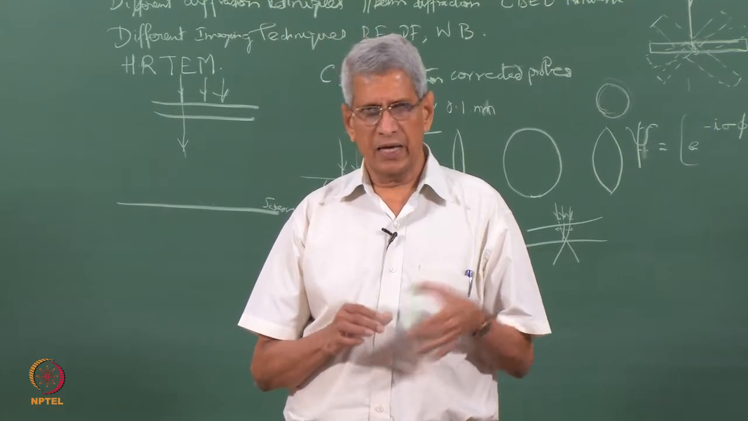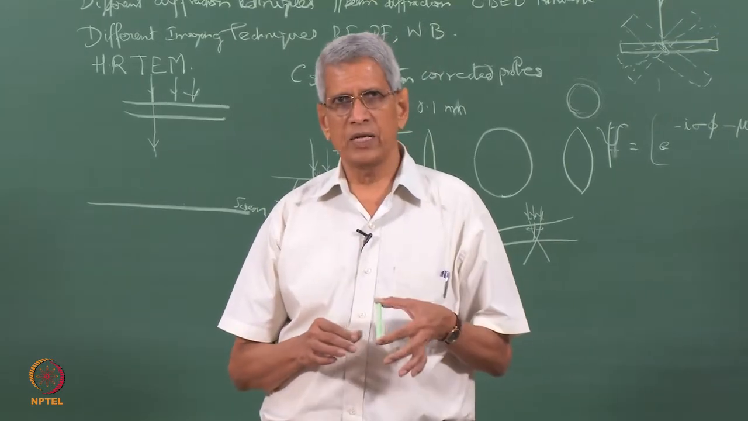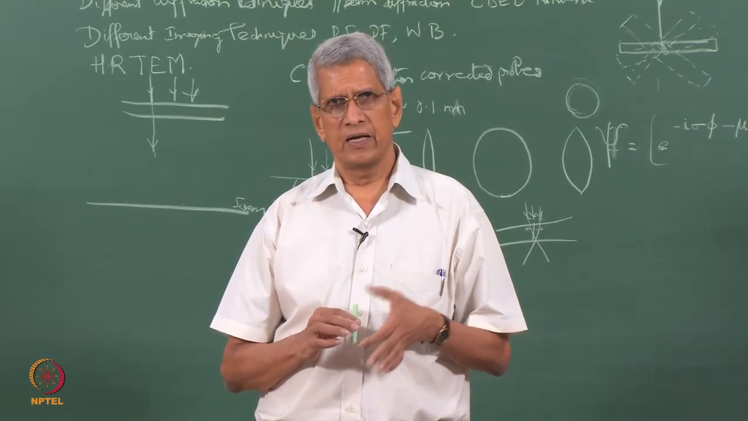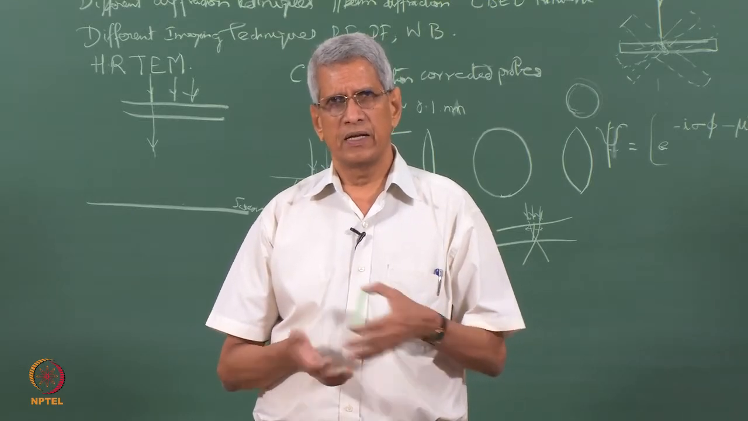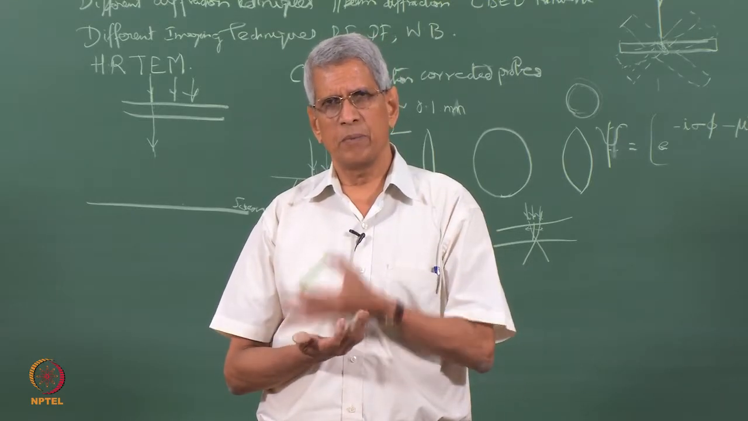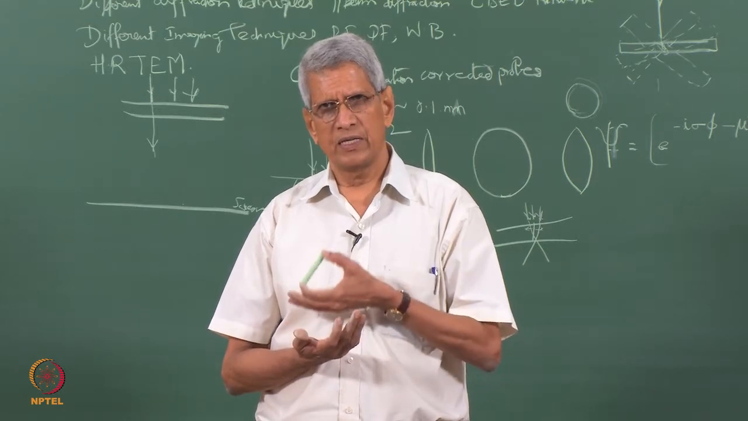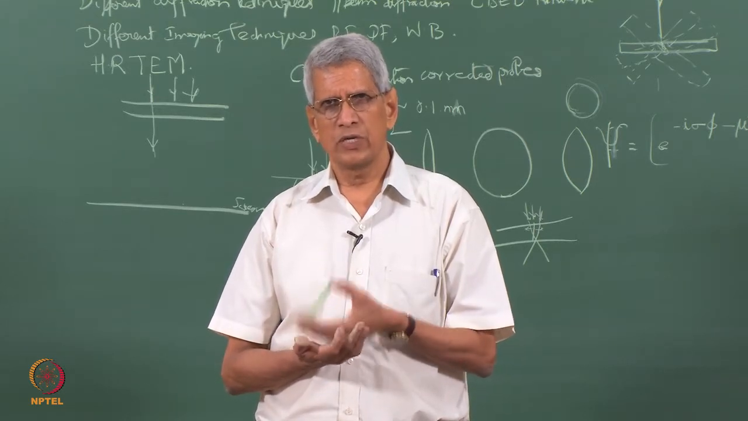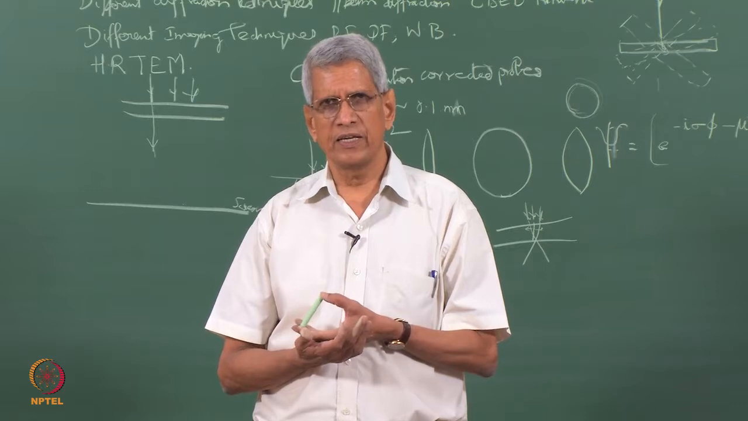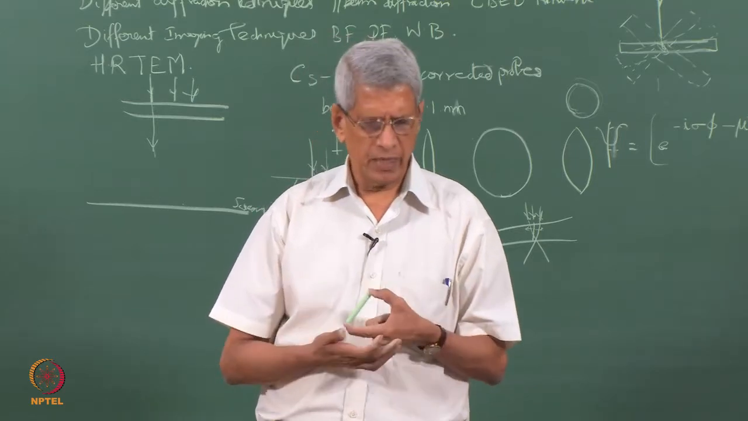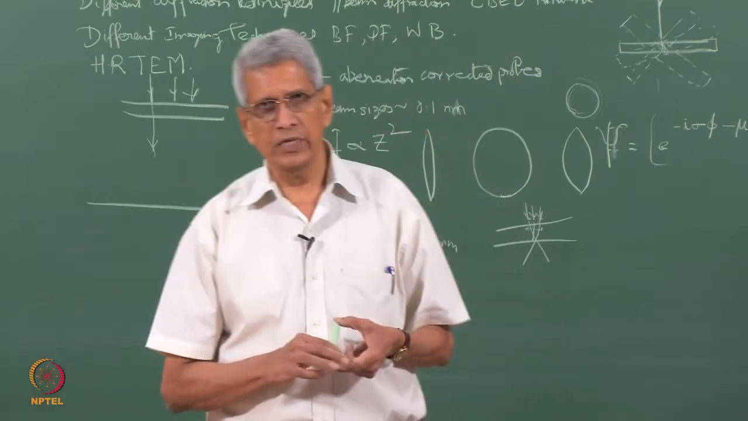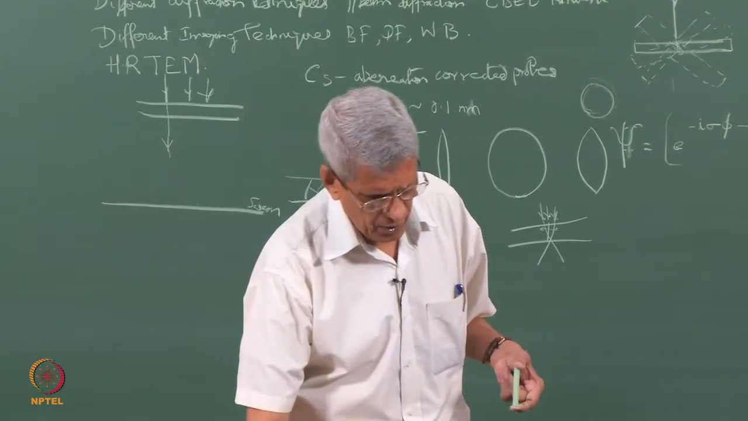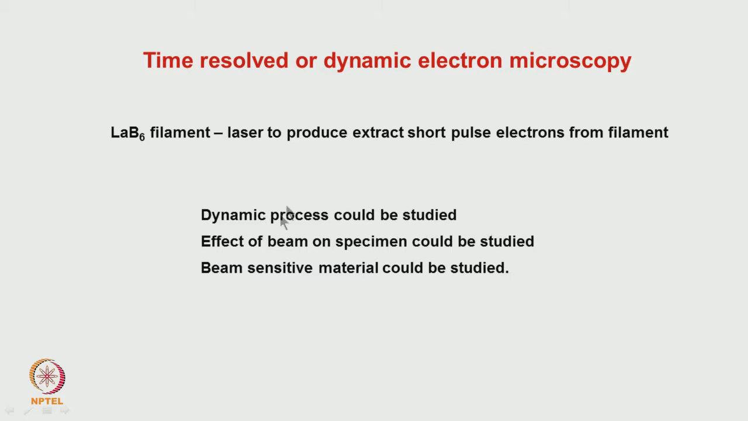And in all these cases, we do not photograph the image, essentially. The electron beam, as it passes through the sample, is collected using a slow scan CCD camera, and then that digital data has to be processed to get information about how the changes are occurring within this sample.